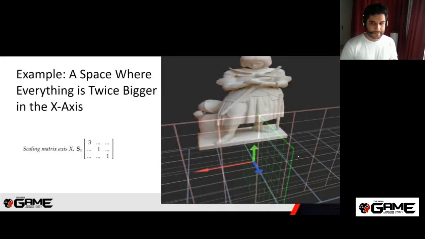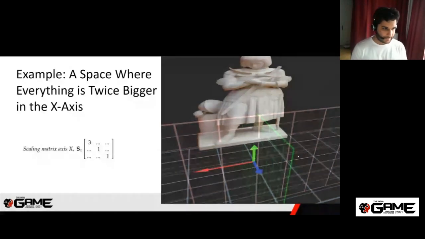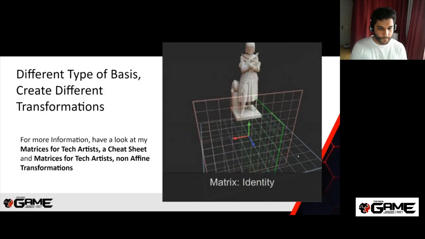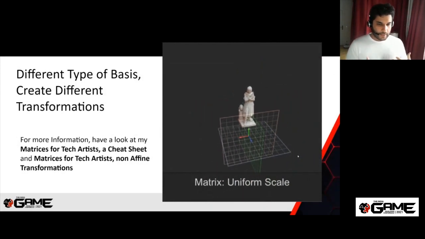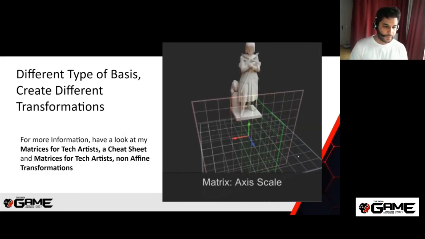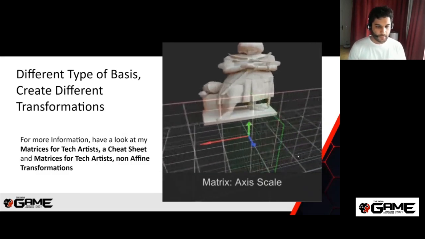For example, imagine a space where everything is stretched in the x-axis, being the right axis in this case, compared to the other two axes. If you apply that space transformation to a model, you would see that the model scales in the x-axis and gets stretched. You might notice this as the actual transforms in your game engine. And transforms also do nothing but use these matrices. Scaling is, of course, not the only transformation you can do. You can rotate, you can translate, you can skew, you can project.